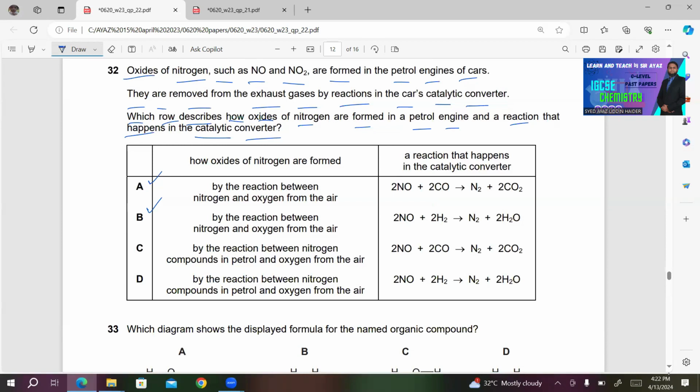Because in this, by the reaction between nitrogen compounds in petrol and oxygen from the air, we don't have nitrogen compounds in petrol. So C and D both are incorrect. You see, I've narrowed down the choices. Now it becomes easier to choose the best answer from these two for you. The nitrogen monoxide must be reacting with carbon monoxide to produce nitrogen gas, N2, and CO2. So A must be the right answer in this case.